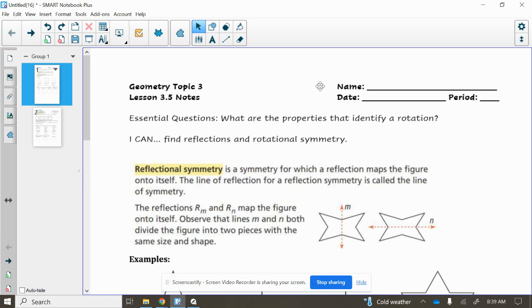Everyone, and welcome back to our final lesson of topic 3. Today we are going to talk about reflectional and rotational symmetry.